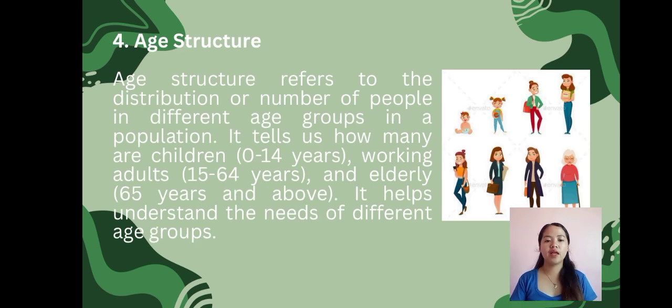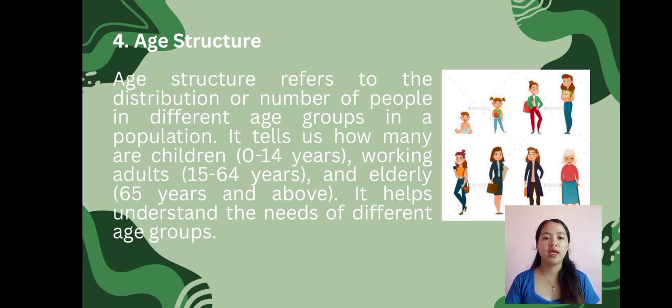Fourth is age structure. Age structure refers to the distribution or number of people in different age groups in a population. It tells us how many are children 0 to 14 years, working adults 15 to 64 years, and elderly 65 years and above. It helps understand the needs of different age groups.